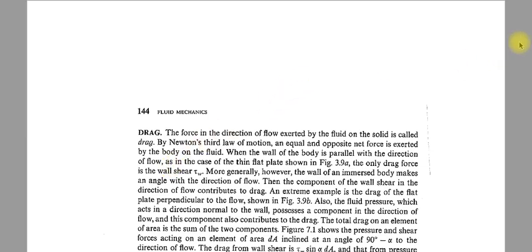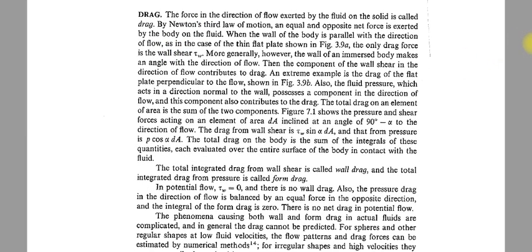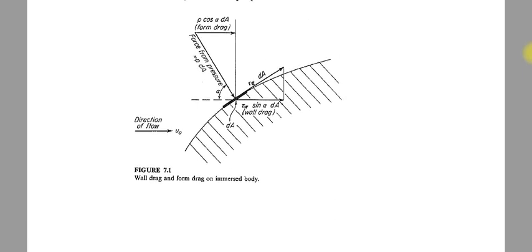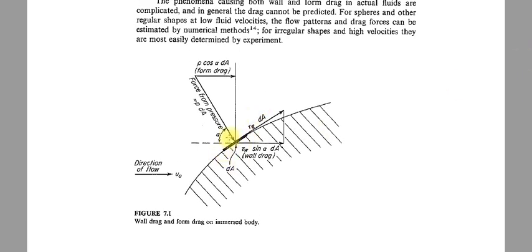So there are two different types of drags. First is the wall drag and second is the form drag. The combination of both is called the total drag. So what are the wall drag and form drag? That can be understood by this diagram.